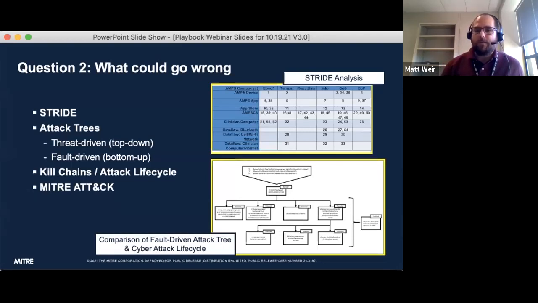For example, one option is STRIDE, which stands for Spoof, Tamper, Repudiate, Information Disclosure, Denial of Service, and Escalation of Privileges. This is a structured way to think about threats against your medical device. We also covered attack trees, both threat-driven and fault-driven attack trees, which you might find a lot of times in other safety-critical applications. We covered kill chains in the cyber attack lifecycle, and we also covered the attack framework as well. Next slide, please.